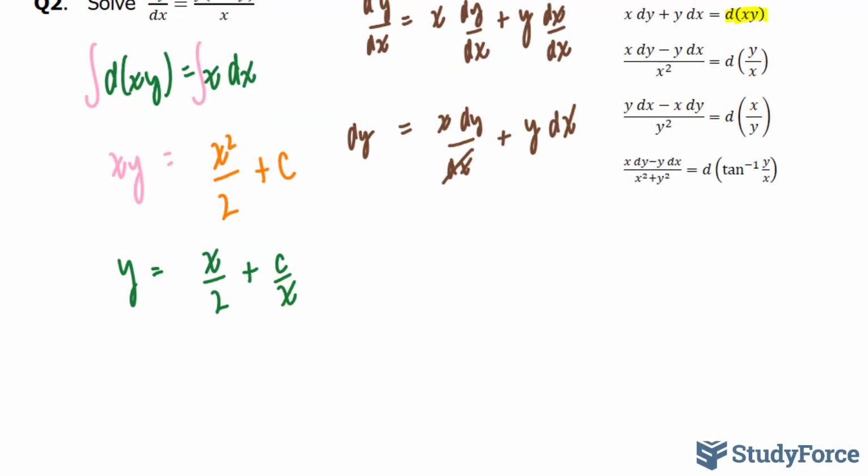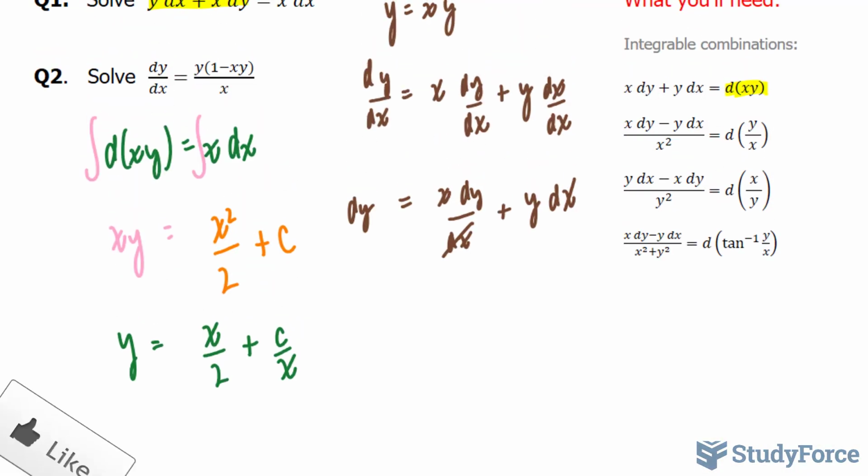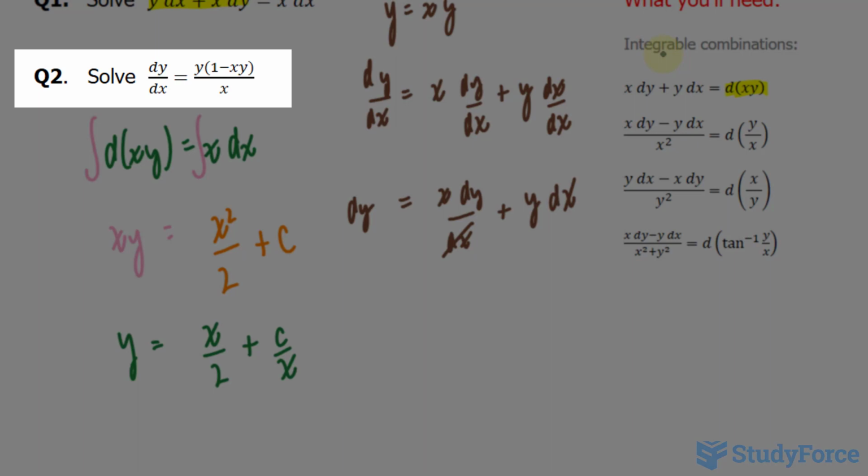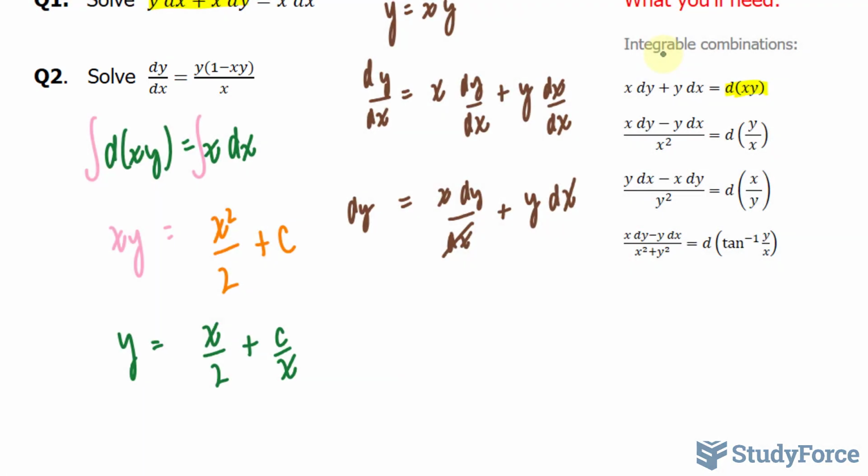So before we move on to question 2, the expression y dx plus x dy from example 1 is an example of what we refer to as an integrable combination, and a few well-known combinations are shown to the right. With that being said, let's move on to question 2. We have to solve dy over dx is equal to y bracket 1 minus xy over x. So can we manipulate this equation so that it matches one of these well-known combinations?